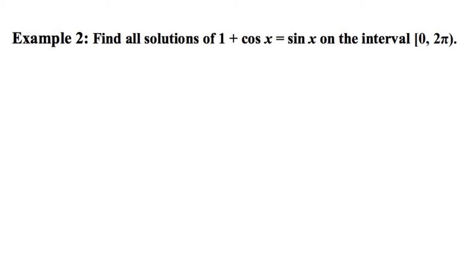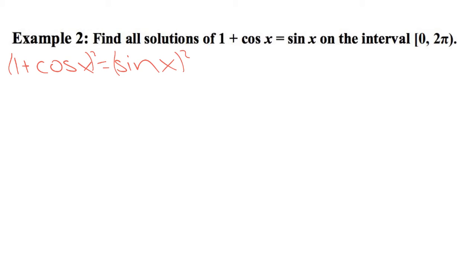All right, now we've got another one. We're going to be taking a peek at 1 plus cosine x equals sine x between 0 and 2 pi. However, we don't have any identities we can use, but if we just squared both sides, we can have some identities appear. So what I'm going to do is go ahead and square both sides.